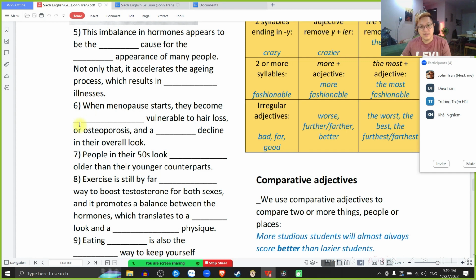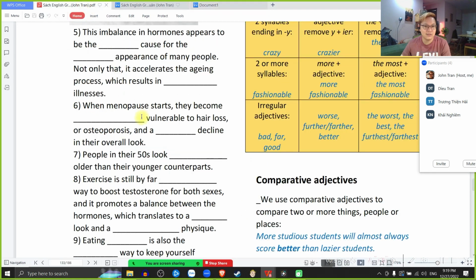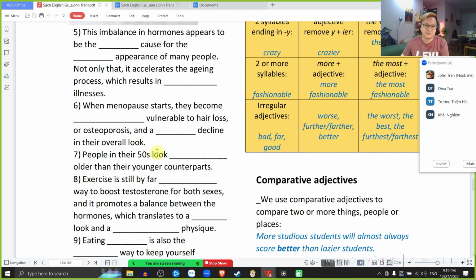Number 6. When menopause starts, they become more and more vulnerable to hair loss, or osteoporosis, and a rapid decline in their overall look.